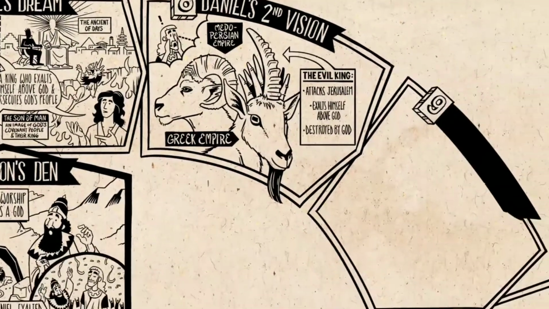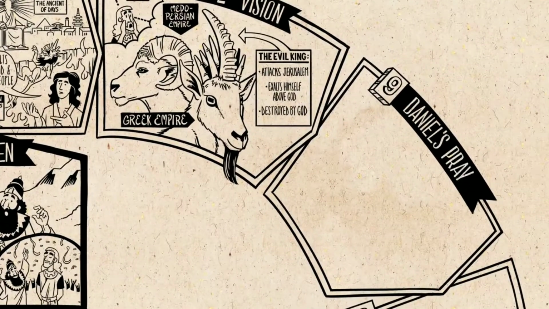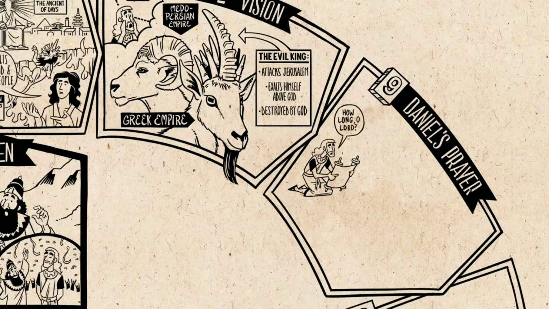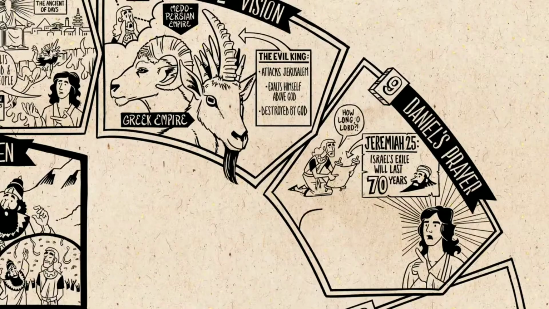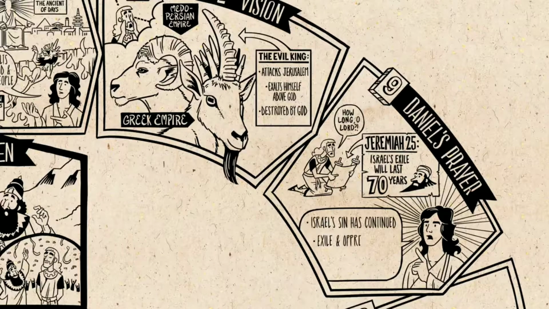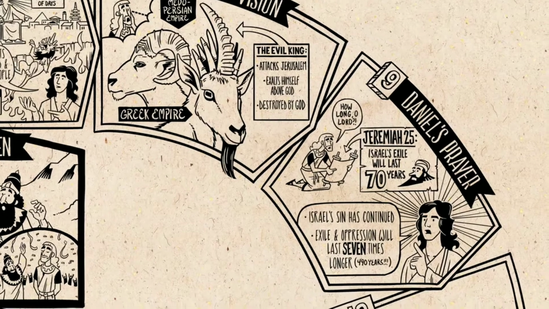kingdom. Now, by chapter 9, Daniel is very puzzled, especially as to when all of this is going to take place. And so he consults the scroll of the prophet Jeremiah, where God said that Israel's exile would only last 70 years. So for Daniel, the 70 years is almost up. And so he asks God to fulfill his promise soon. But an angel comes and informs him that Israel's sin and rebellion has continued. And so their time of exile and oppression will continue on 7 times longer than Jeremiah envisioned.